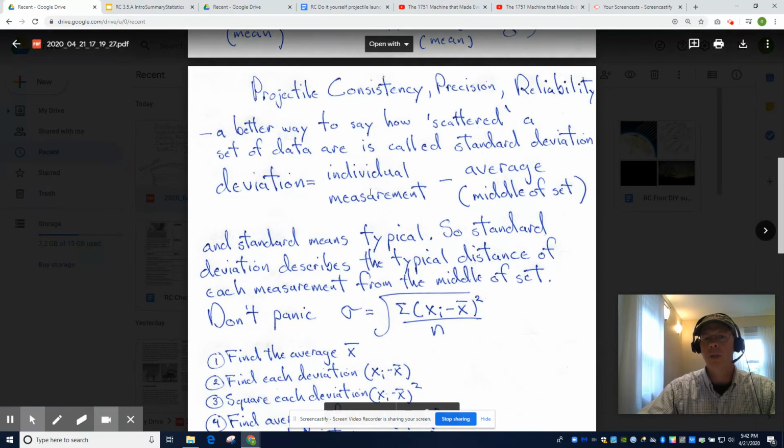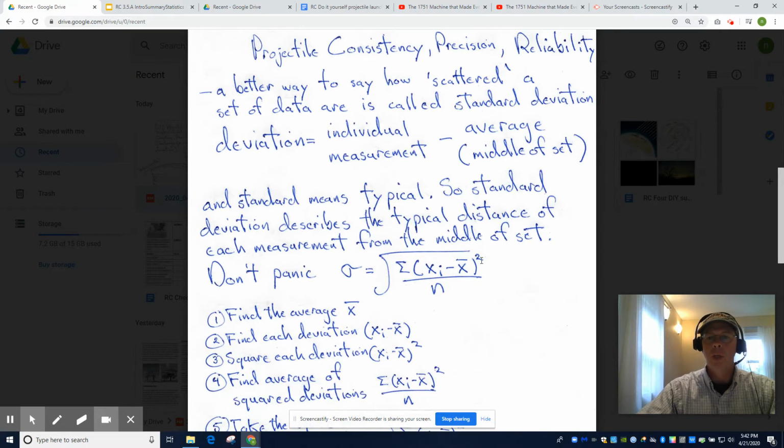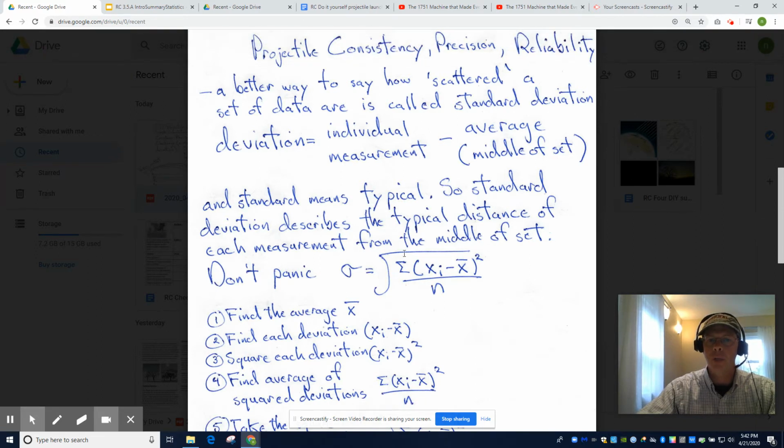So like I said, deviation simply means the measurement minus the average. It's how far the measurement is from the middle of the set. And you can see it's at the heart of the standard deviation calculation. So like I said, don't panic. This is just sigma. It's a Greek letter. We're going to take the square root of the average of the square deviations.